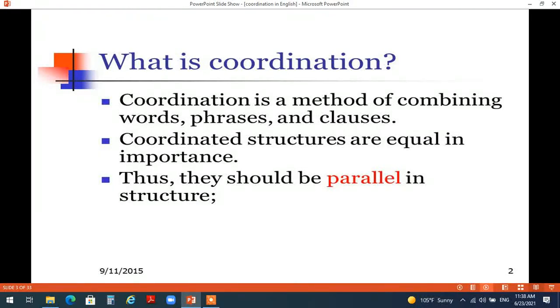First of all, we need to give some basic definition of the term coordination, or of the process which is called coordination. So coordination is a method of combining words, phrases and clauses.